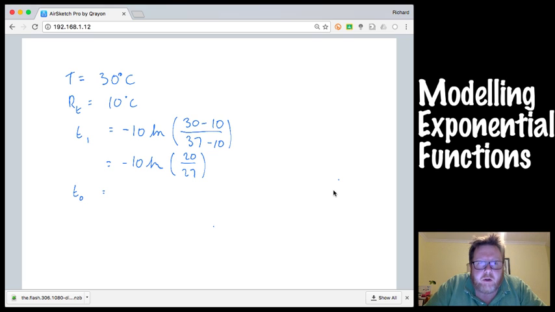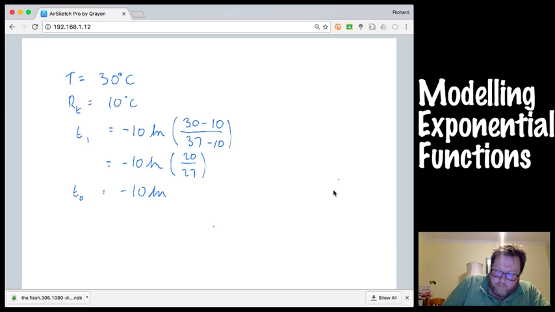T sub 0. So we start with the same formula, negative 10 ln. But this time, let's call that T sub 0, then T sub 1. Oops, wrong way around. Let's match them up. That's T sub 1. What's T sub 0 then? T sub 0 is when the temperature's halved. It was 30 degrees, so what's the time when the temperature is 15 degrees? Room temperature is the same.